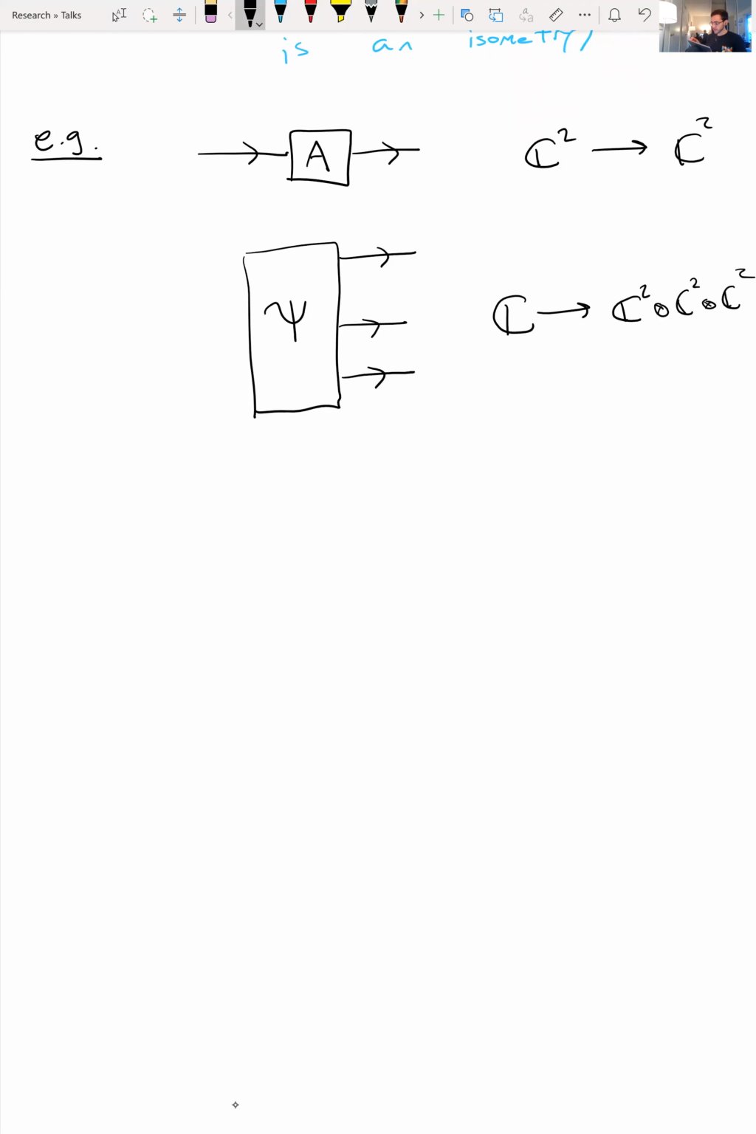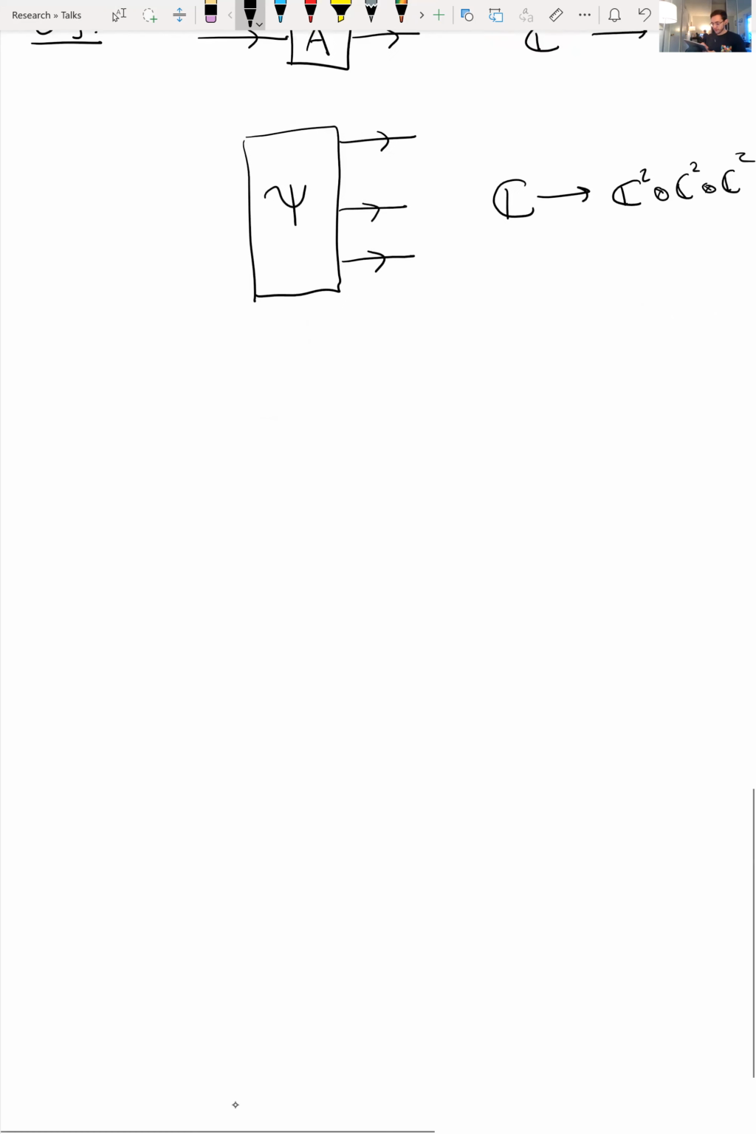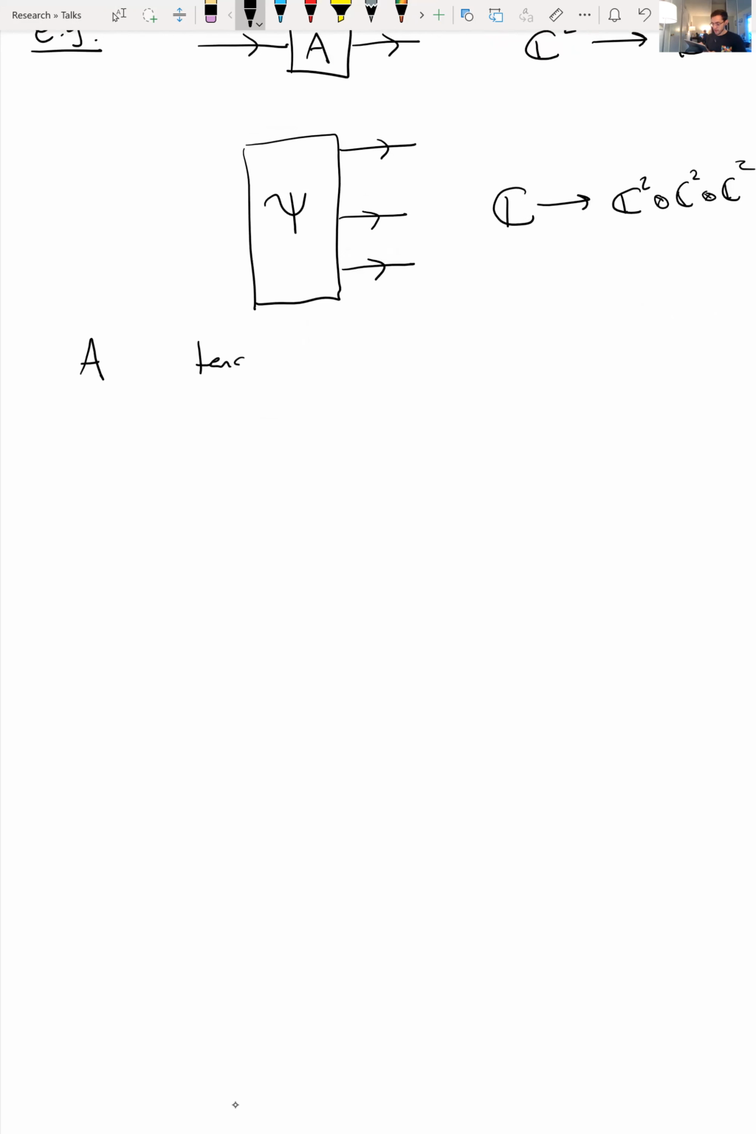It may be sort of unfamiliar to think of a state this way, but of course, any state in any Hilbert space we can think of as being a map from the complex numbers onto that Hilbert space. And that map is just the one induced by scalar multiplication of the state. I multiply any complex number by the state and I get a different state. Okay, so this is going to be our general definition of a tensor network, is that it's going to be anything built from these pieces. So it's anything built from tensors.